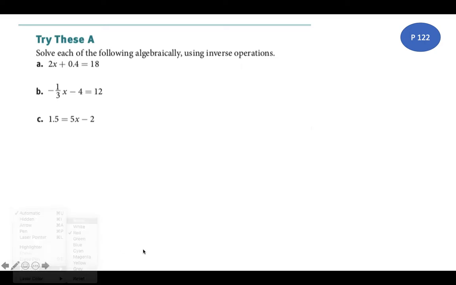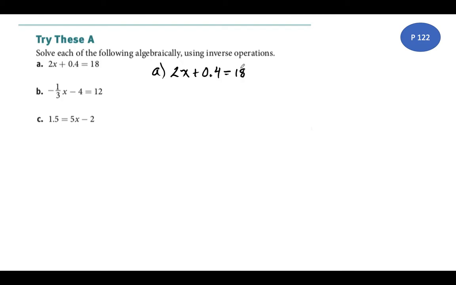Okay. Solve each of the following. So we're on page 122 in your book. So please get out your book and take some notes in your book. It's good to have practice problems written out in a place you can find. So we're starting with A, and we have 2x plus 0.4 is equal to 18.